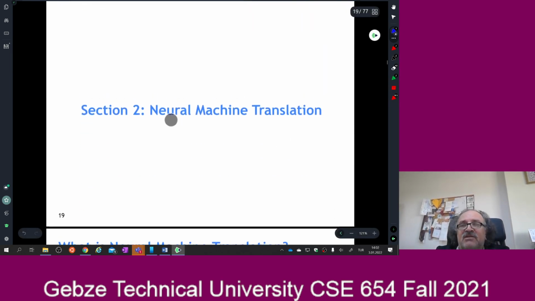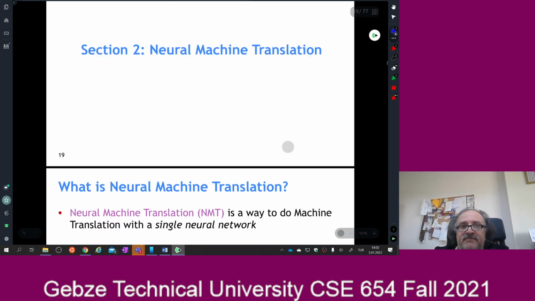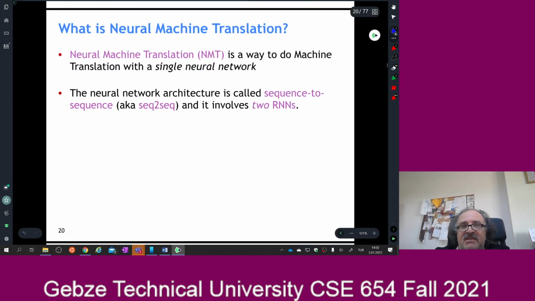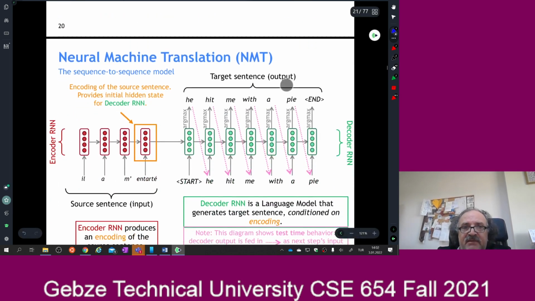Then we started doing neural machine translation. So what did we do with neural machine translation? A single neural network takes the source language sentence and produces the target language sentence. To do this, we design networks like the sequence to sequence network, or seq2seq. It involves two RNNs or two LSTMs. This is how it is done.